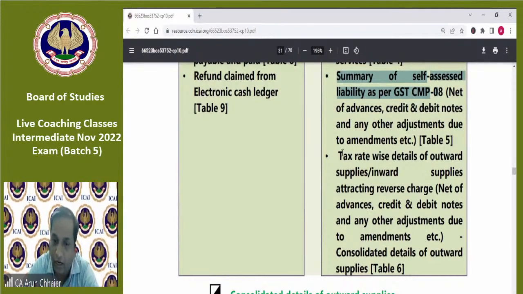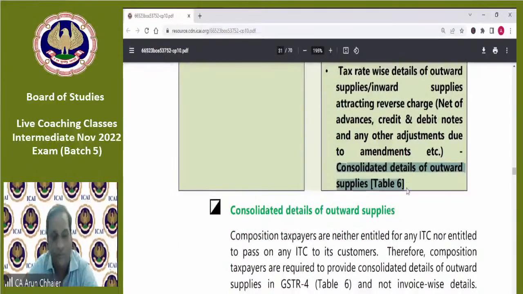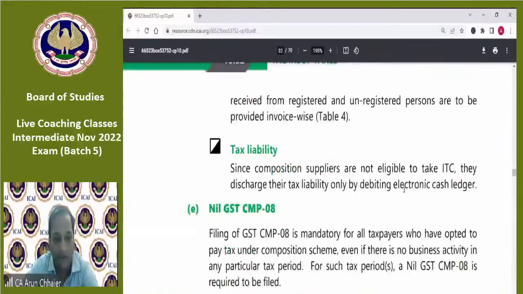Tax rate-wise details of the outward supplies or inward supplies attracting RCM, net of advances, credit and debit notes, and any other adjustment due to amendment. Consolidated details of the outward supplies. So these are the tables.